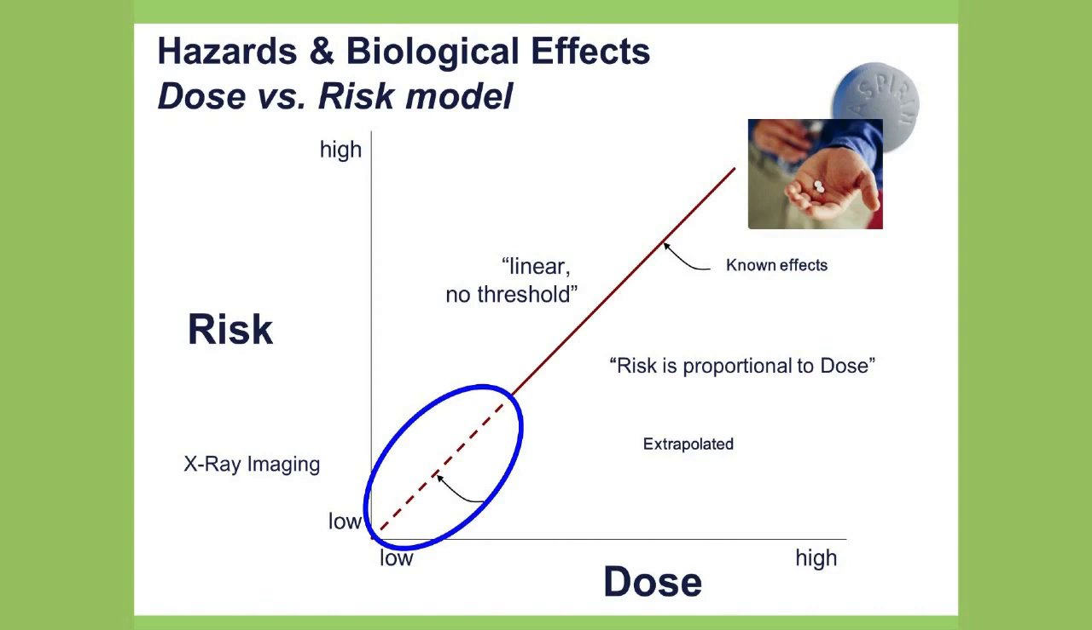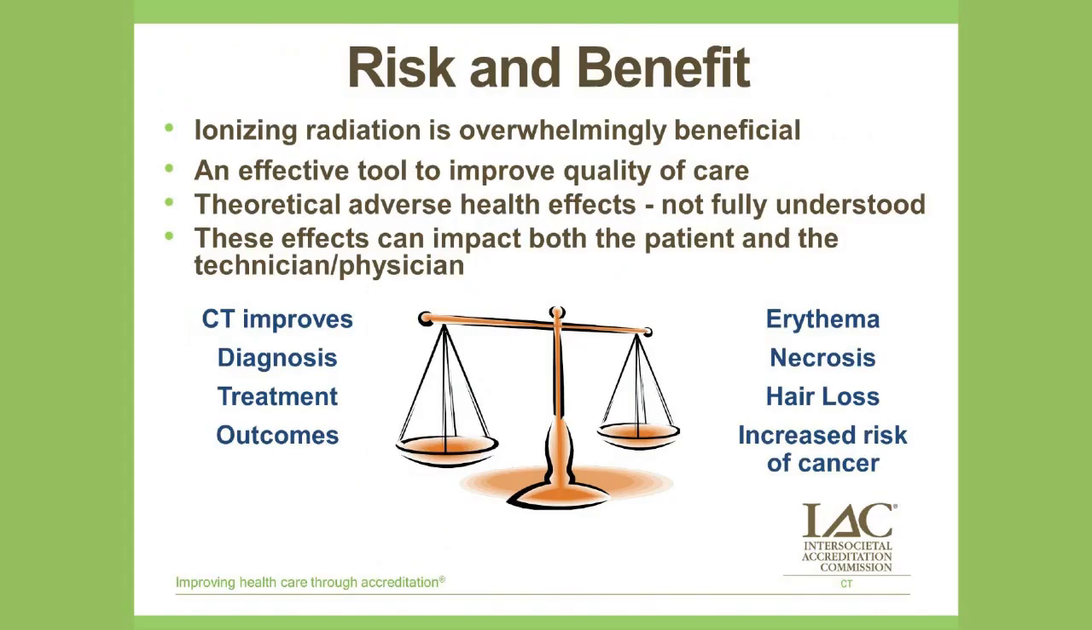Now, there are some people that will argue with that. But if we protect at this level, we know we will never be in a position where we're underprotecting somebody. And so all our regulations and everything that we do in radiation safety is based on that linear no-threshold model. There is no threshold, and it's linear.